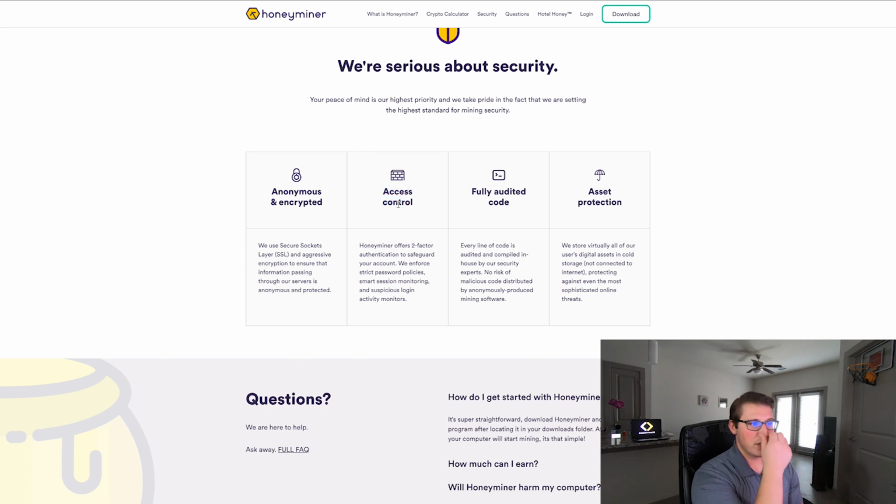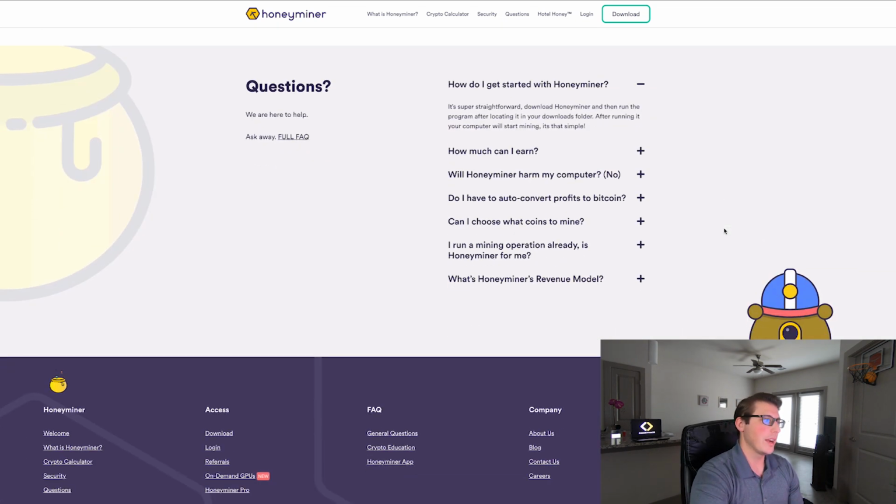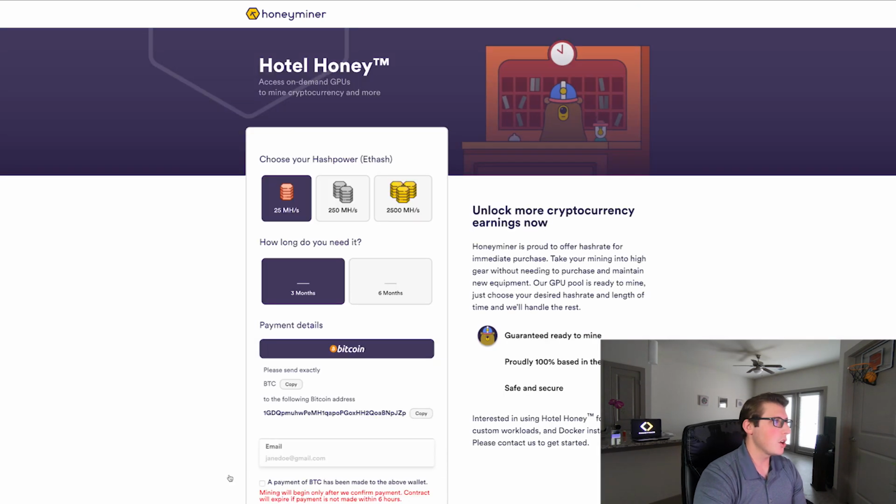Also, asset protection. So they store in a virtual wallet and it's not connected to the internet. It's protecting against even the most sophisticated of online threats, which is really great. There is one other thing here. Okay, so this is called Hotel Honey.